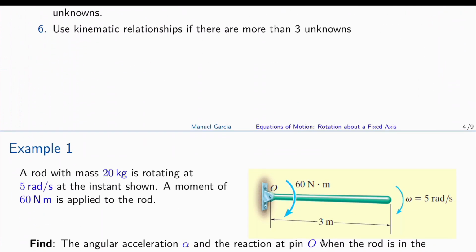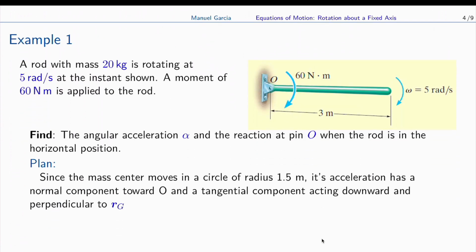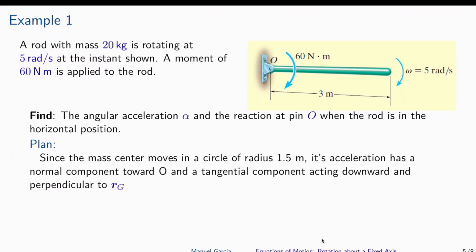Okay, let's have an example. We have a rod with a mass of 20 kilograms rotating with respect to this point, and we have a moment that is applied to the bar. The bar is being accelerated in this direction because of the moment, and of course it will have an angular velocity, but the initial angular velocity is 5 radians per second.